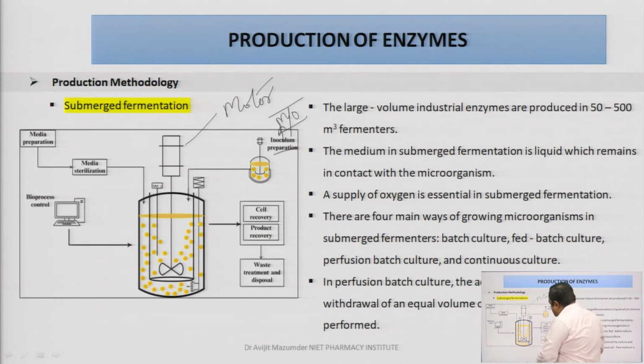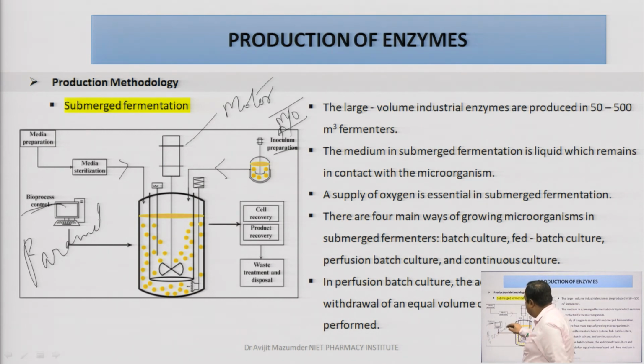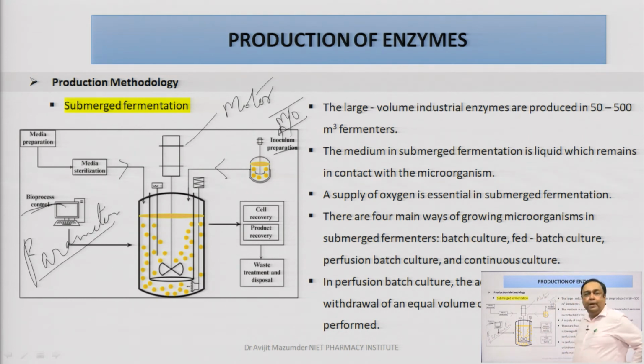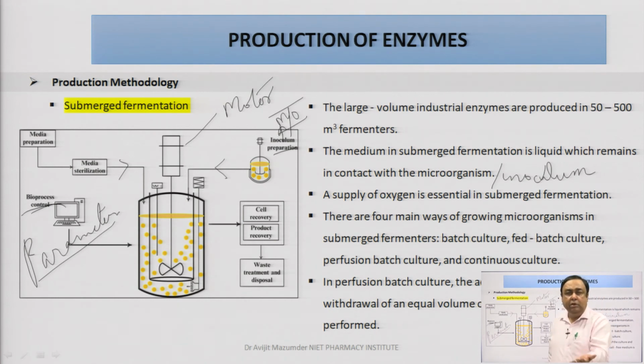Now, this has to be added. So, you need to add both the sterile media and the inoculum, mix it nicely, and now there are certain bioprocess control parameters which need to be checked. The large volume industrial enzymes are produced in 50 to 500 meter cube fermenters. The medium of submerged fermentation is liquid which remains in contact with the microorganisms or the inoculum. A supply of oxygen is essential for submerged fermentation, because this oxygen not only supplies oxygen but also creates a sort of turbulence within the fermentation media.